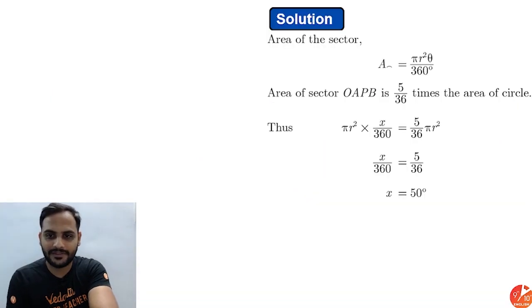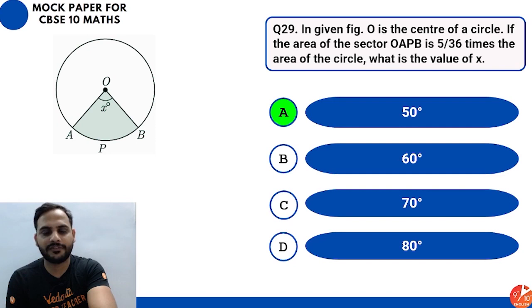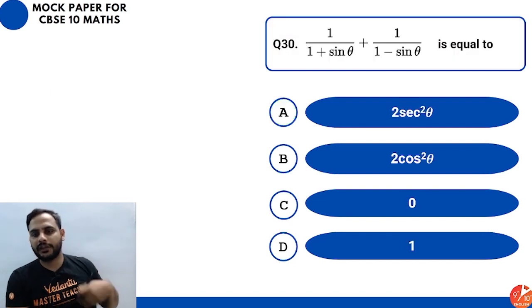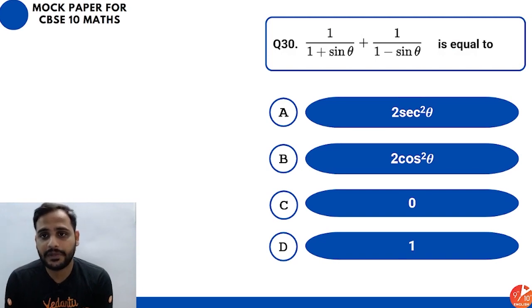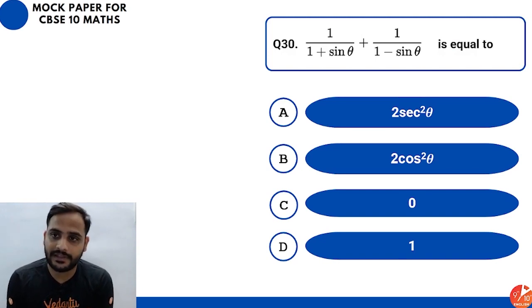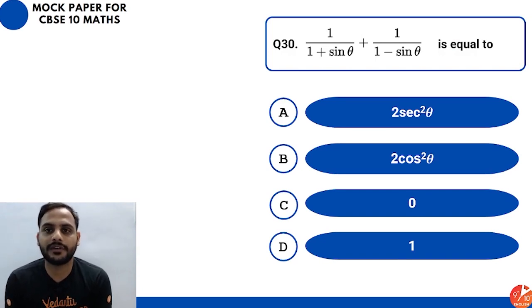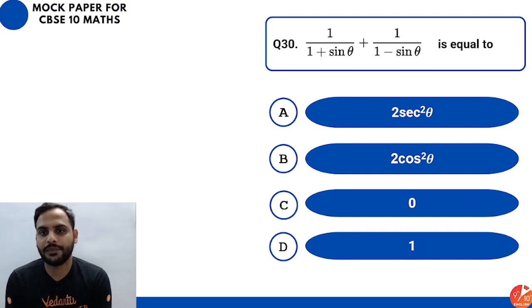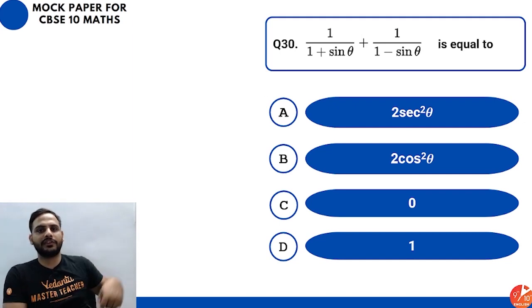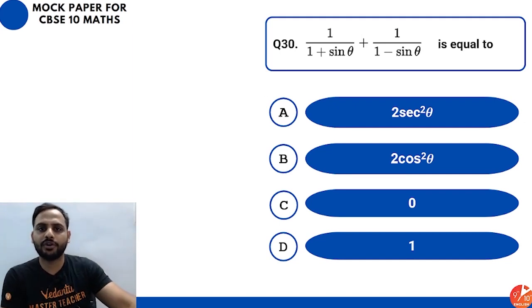Easy, pretty easy, right? Calculations also were reduced a lot in this question. X is what? 50 degrees. Simple. Now look at this question. 1 upon 1 plus sine theta plus 1 upon 1 minus sine theta is equal to what? So in this question, guys, you can see the denominators: one is 1 plus sine theta, one is 1 minus sine theta. Since we need to add two fractions, let's add both the fractions.